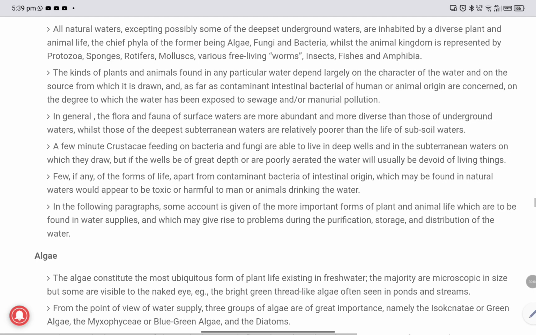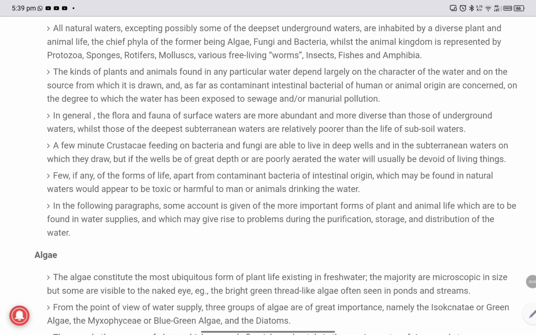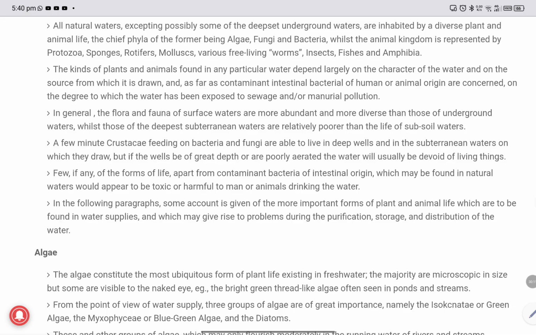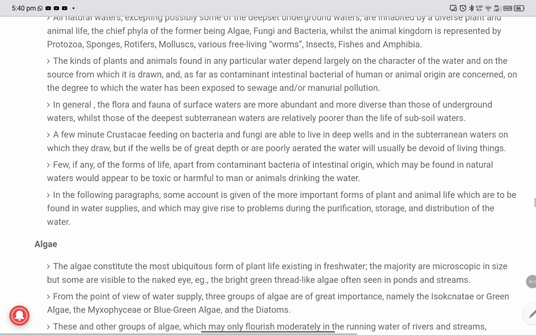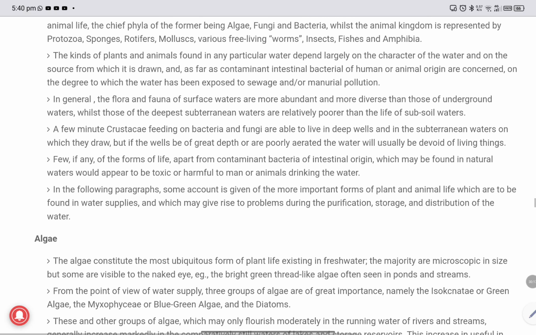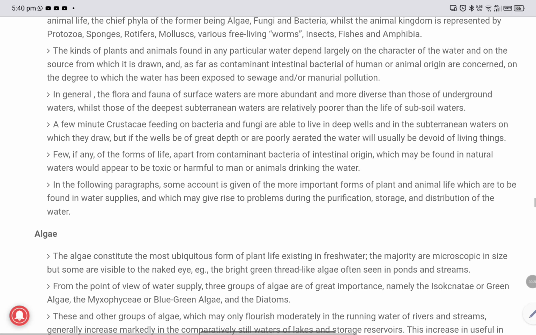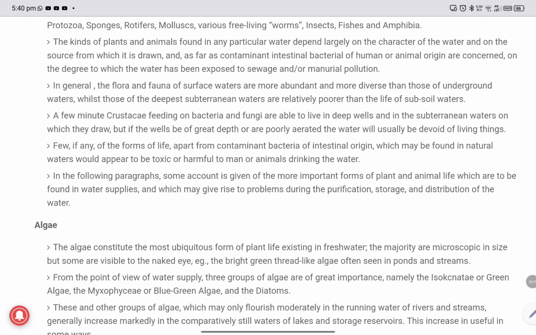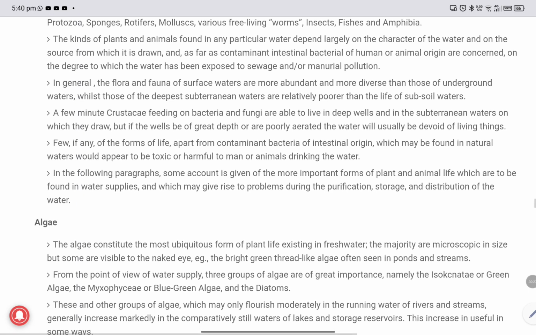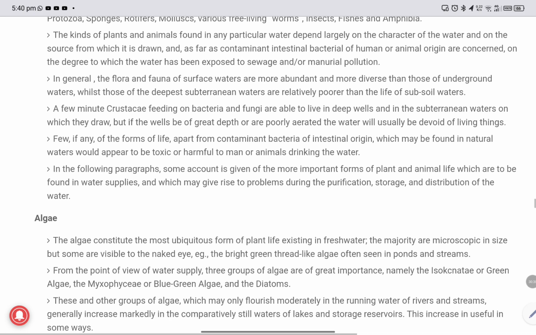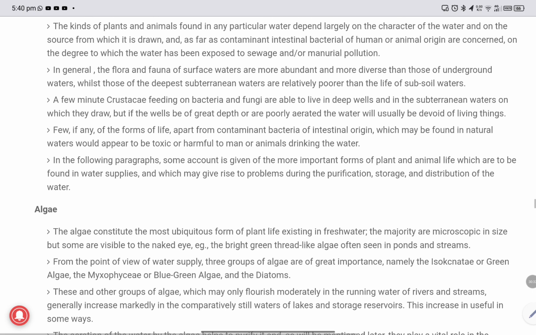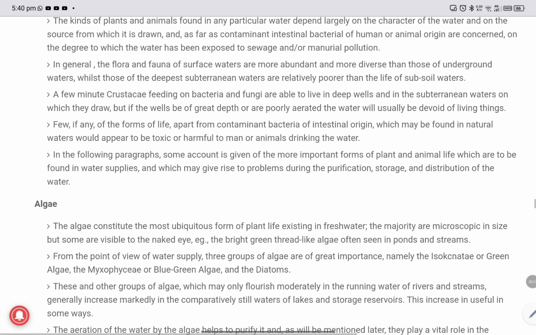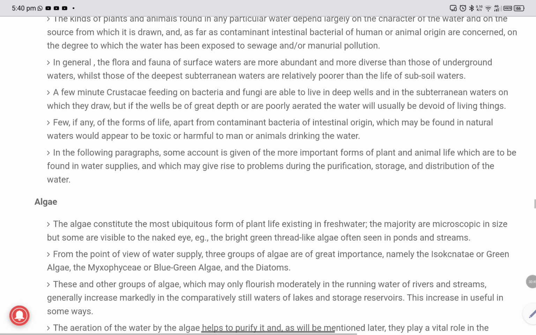And as far as contaminating intestinal bacteria of human or animal origin are concerned, on the degree to which the water has been exposed to sewage and/or manurial pollution. In general, the flora and fauna of surface waters are more abundant and more diverse than those of underground waters, whilst those of deep subterranean water are relatively poorer than the life of subsoil water.